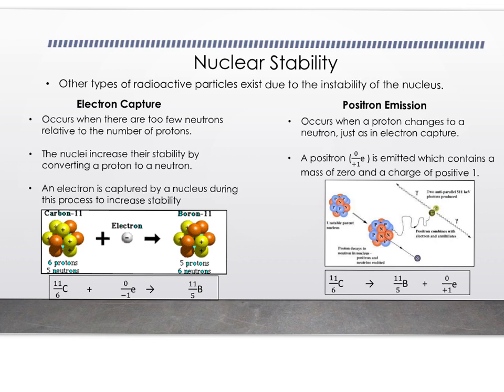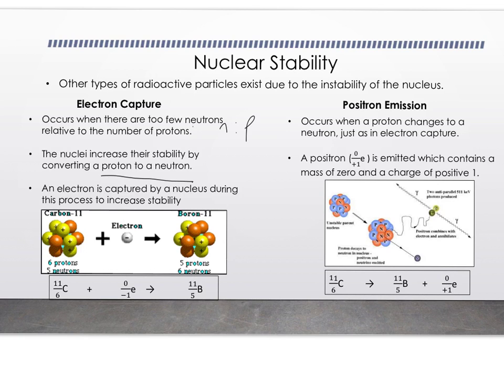Okay. There's other types of radioactive particles that exist because some nuclei can become very unstable. Then they are known as electron capture and positron emission. So electron capture occurs when there are too few neutrons relative to the proton number. So your neutron to proton ratio is too low. So to increase the stability, the nucleus converts a proton to a neutron.